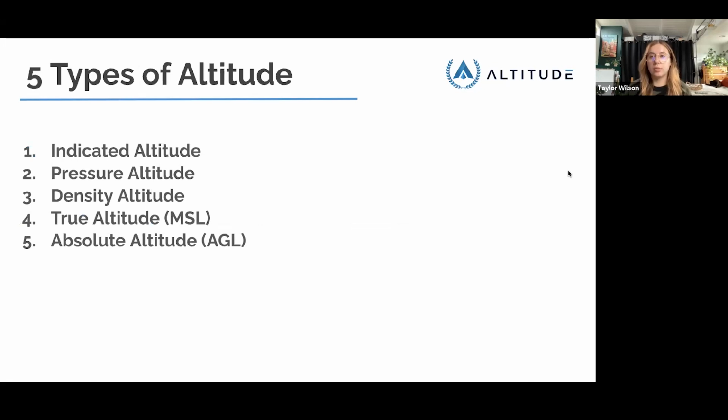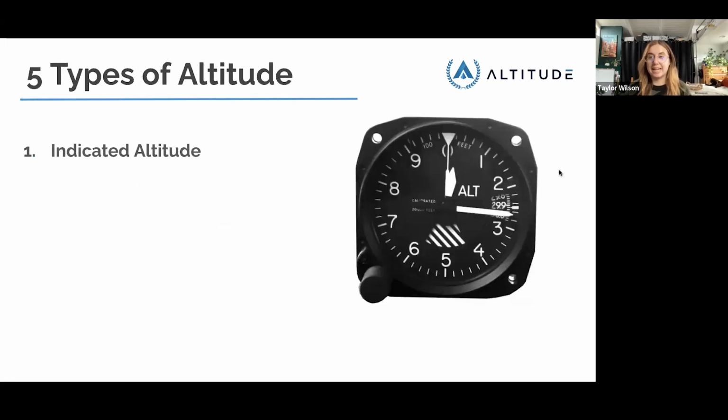So to start off, we need to be familiar with a few different types of altitude. Now, there's 5 of them. So we have indicated altitude, pressure, density, true altitude, and then absolute altitude. So this first one being indicated altitude, this instrument that you see on the screen is called an altimeter. So this is an instrument that manned aircraft use in their aircraft. So whether it's a helicopter or airplane or whatever, to give them their indicated altitude.